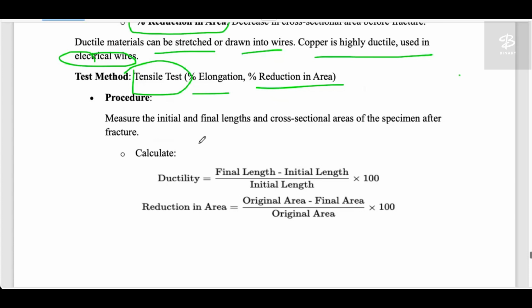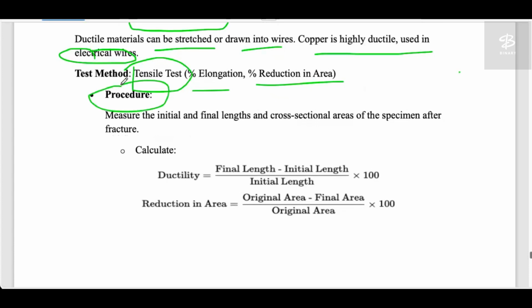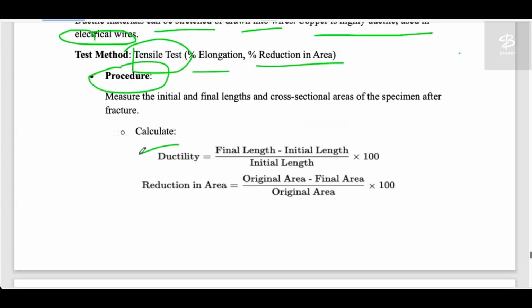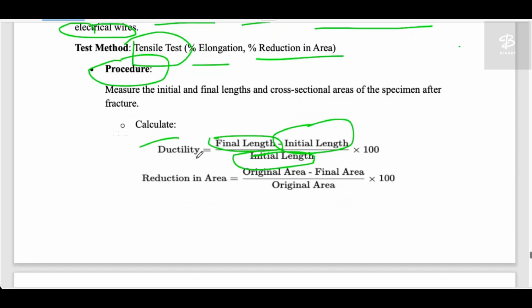Okay. We talk about the procedures. This is the procedure for how you can calculate the ductility: the final length minus initial length upon initial length. This is just the ductility. If you need to show it in percentage, then you just need to multiply by 100. So ductility would become a percentage.